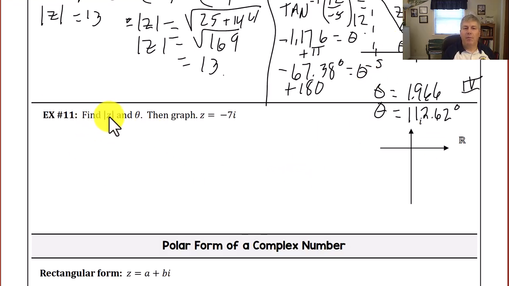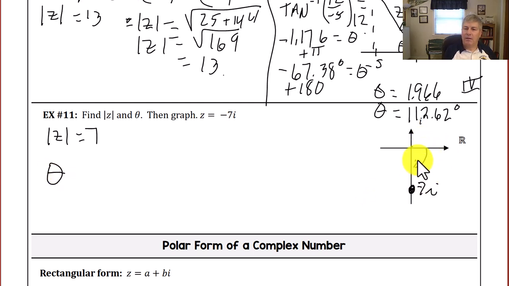Example 11 is a little bit more manageable. Find the magnitude of z and find theta. Then graph z equals -7i. I would plot -7i first. So -7i is going to be plotted somewhere right there. Okay, well, that shouldn't be too tough to find. The length from our origin to that point, how far is that? Well, we don't even need to do x squared plus y squared equals r squared. We should know that the magnitude of z is equal to 7 units. That's 7 units long.